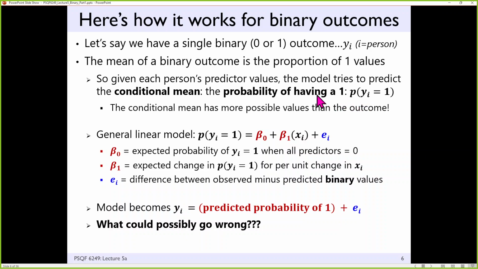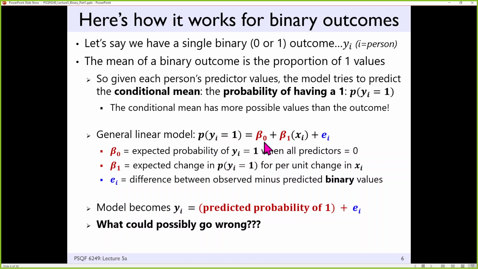That's what I mean by conditional mean, the expected outcome given your values on the predictors. So if I built a regular regression model to predict the probability that y for each person, by the way, I know it's i for the rest of it, but today it's person. There's too many i's and I didn't want to change them all. So it's people. The probability that y is 1 is what we're predicting in these models.